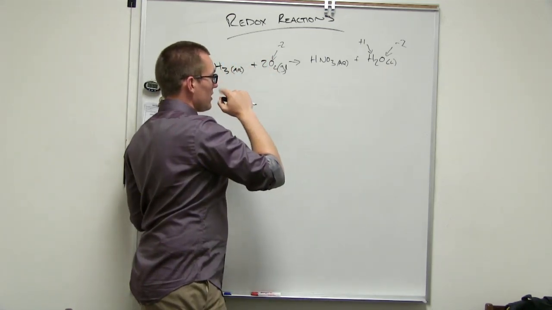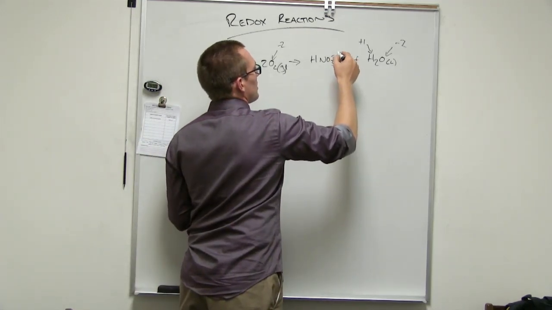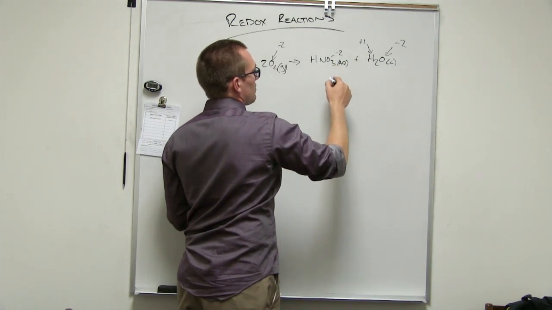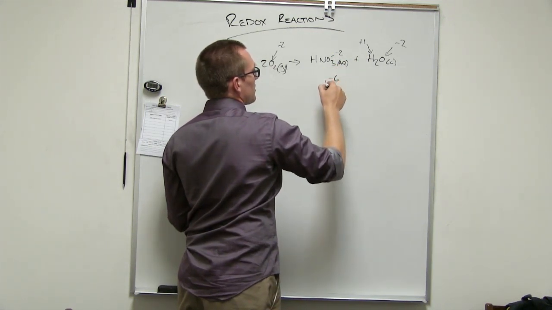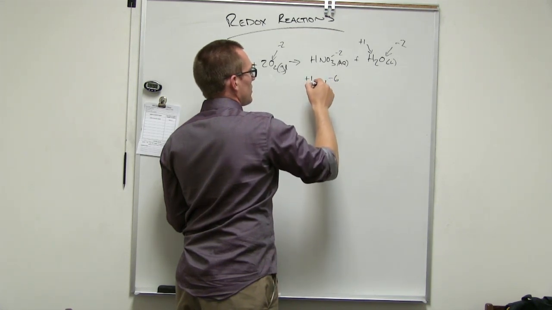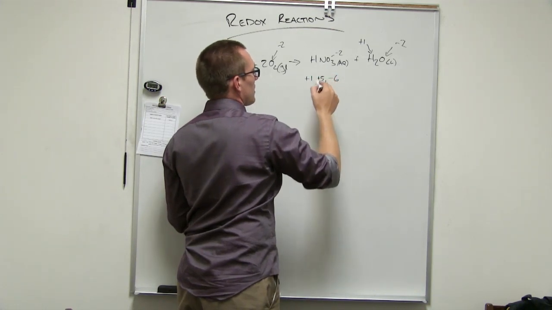But if we look at this one, oxygen is -2 and we have 3 of them, so that's a total of -6, and we know that hydrogen is +1, which makes this nitrogen have to be what? A +5. Exactly right.